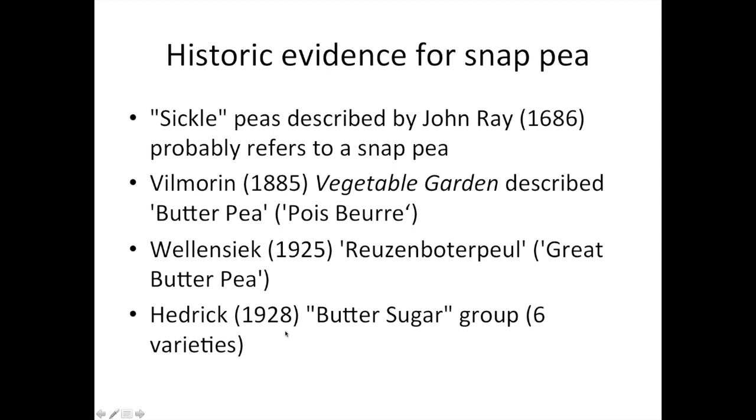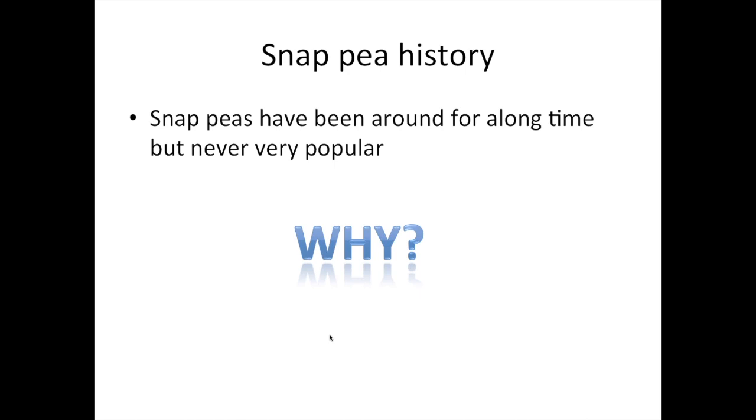Hedrick in 1928 in the classic Vegetables of New York, in the pea book, described a butter sugar group where he knew of 6 varieties that fit this group, and these were described as being edible podded, succulent, thick-walled, and that sort of thing. So they've been around, but they've always been just kind of a minor vegetable. And so why is this? Why haven't they been more popular in the past?